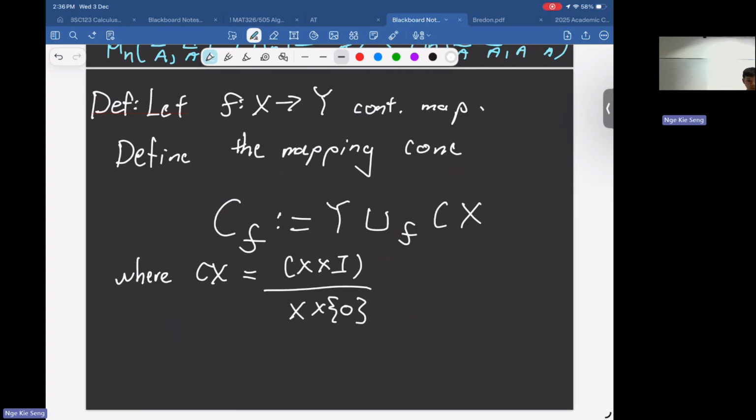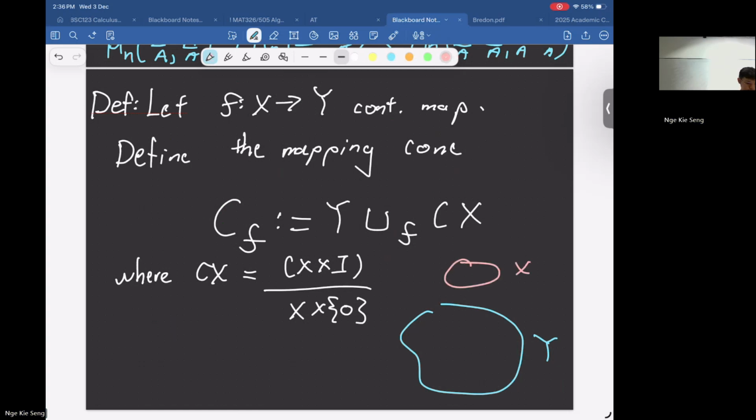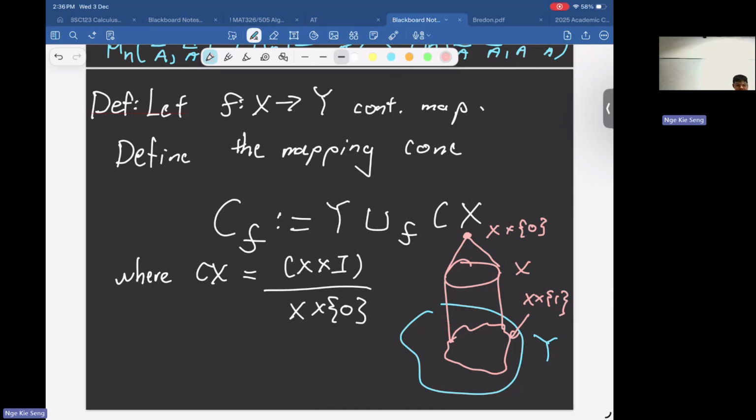Okay. So what we do was we take a Y, and then we take an X, X and Y, and then X maps to Y. So maybe the map does something like that. X cross 1 timeline. But at the X cross 0 timeline, we identify it. So this is the X cross 1 timeline, we identify it. So this is a mapping cone. Can you see the cone?